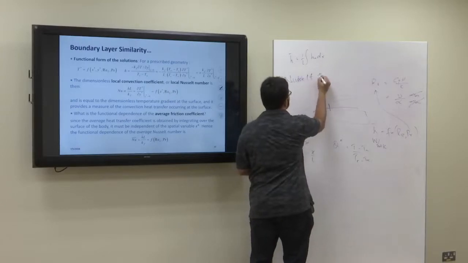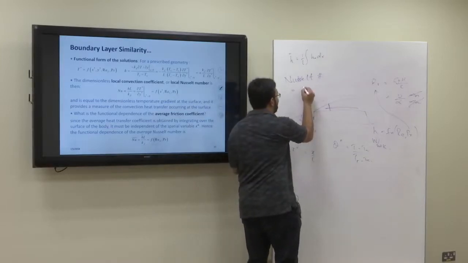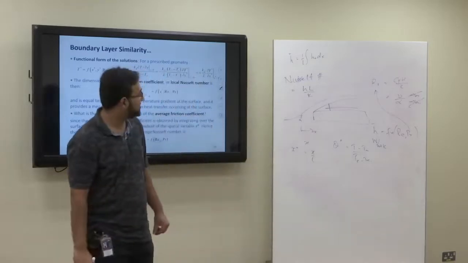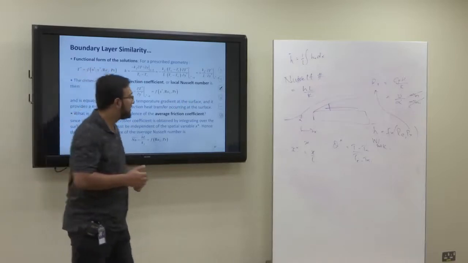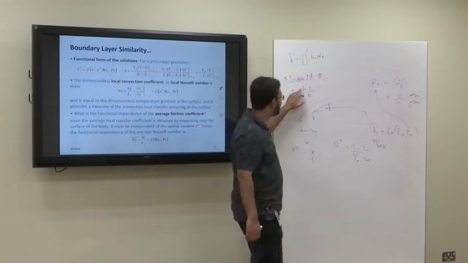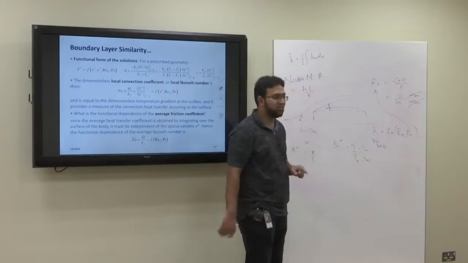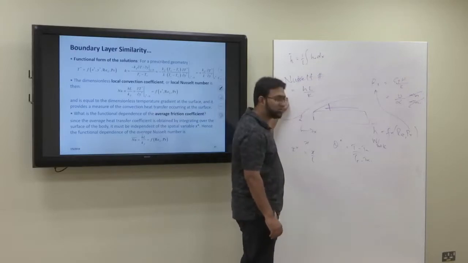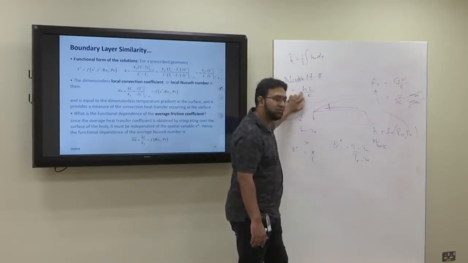N-U-S-S-E-L-T, Nusselt number. Okay? Nusselt number is defined as HL upon K, right? Now, if you put the units of H and L and K, you will find out that it is a dimensionless number. However, I need to ask you at this point one thing. Have you seen this formula before? Yeah. Where?